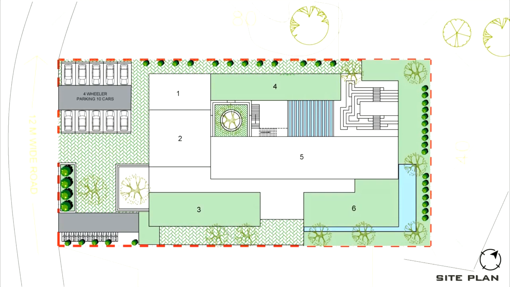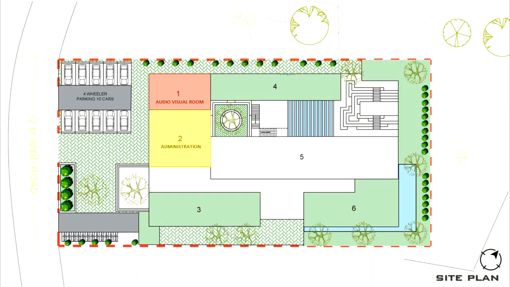There is one main entry, and towards the left side of an entry there is a four-wheeler parking, and on the right side of an entry there is a two-wheeler parking. There are three entries to the structure. One is from the front side and other two are from the back side, which is through parking and are connected with the cafeteria.